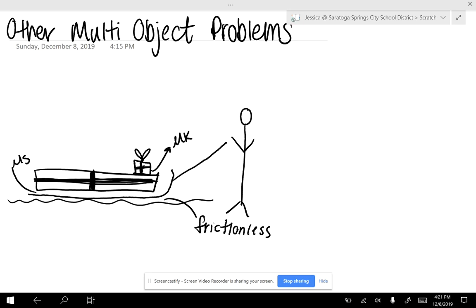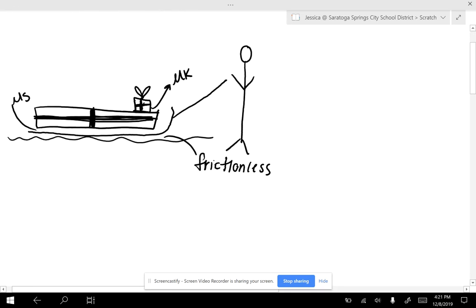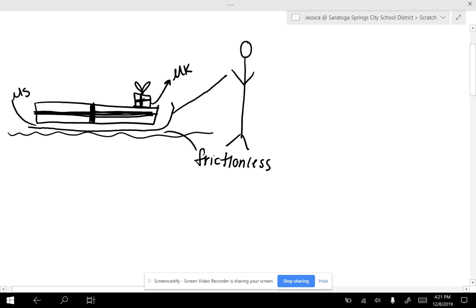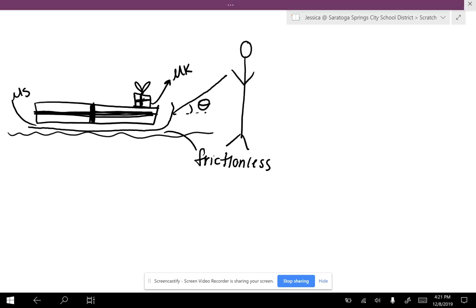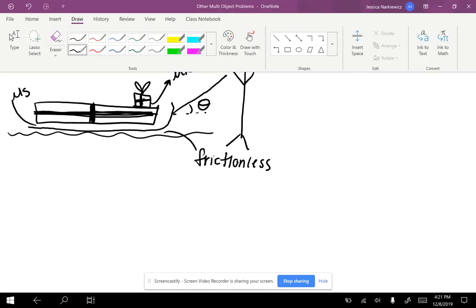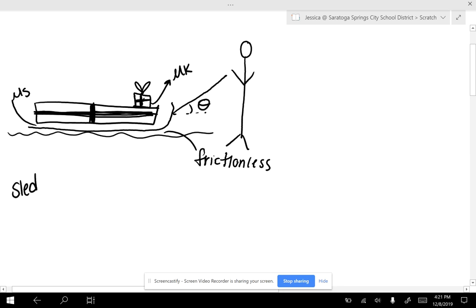And then there is a tiny present on top of the bigger present, and that tiny present is able to slide across the top of the big present because it's a nice slick surface. So there is a mu k between those two surfaces. And the sled is pulled at an angle of theta. So we have three objects in our system: the sled, the big present, and the little present.